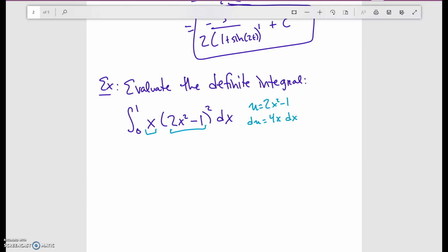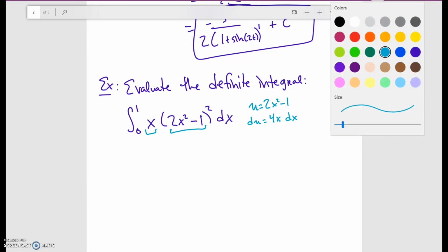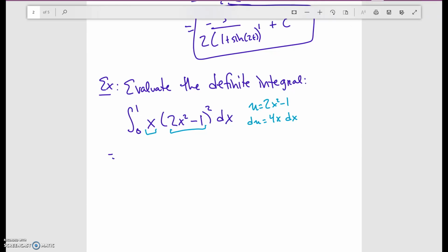Okay. Now notice I don't want this 4x dx. I don't want this 4. Let me rewrite it so that you can see. I'm going to have integral from 0 to 1. I'm going to have 2x squared minus 1 squared times x dx. So if you see, we want x dx. We don't want that 4. So I'm going to divide this 4 over to isolate the x dx. So I'm going to have 1/4 du is going to be equal to x dx. So this thing is just going to be 1/4 du.